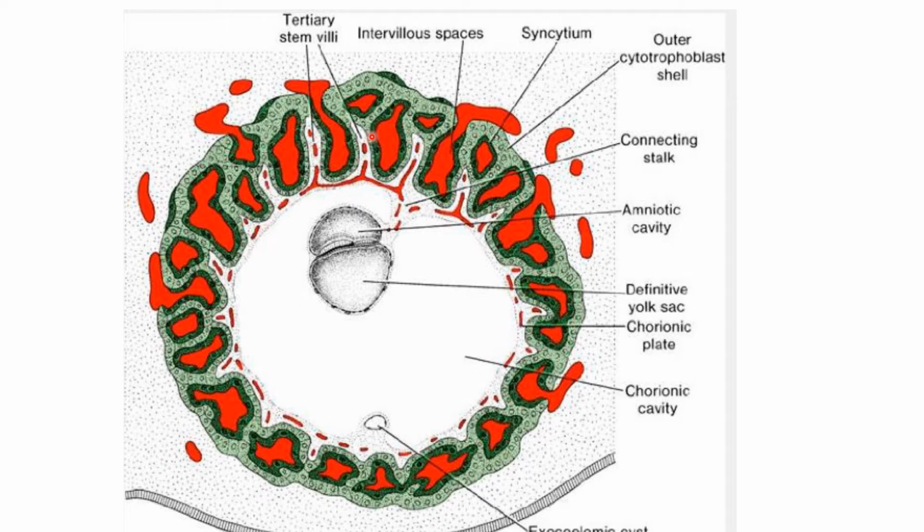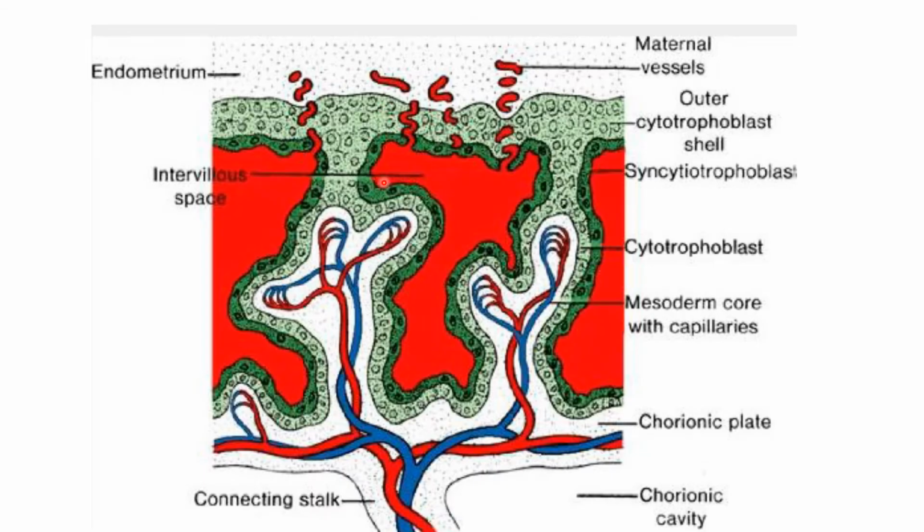The trophoblast has an outer layer of syncytiotrophoblast and an inner layer of cytotrophoblast. The syncytiotrophoblast contains a number of cell layers without cellular outlines, and the cytotrophoblast consists of a single layer of cuboidal cells. Here you can see the endometrium, which is part of the uterus. These are the maternal vessels entering the outer cytotrophoblast cells, and inner to them is the syncytiotrophoblast, and here is the placenta.